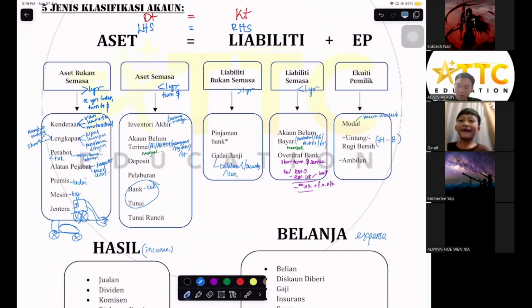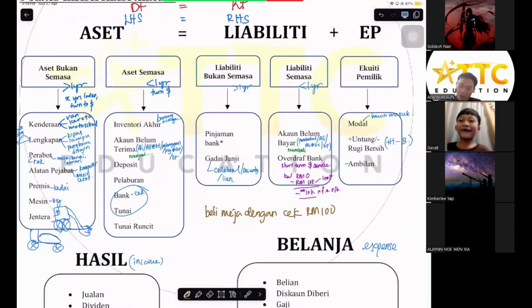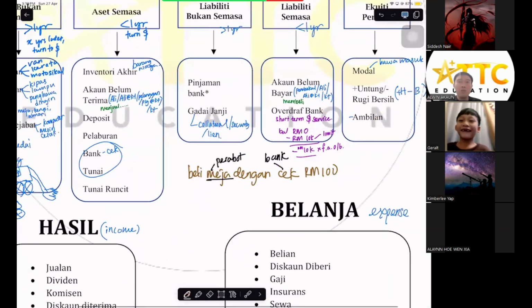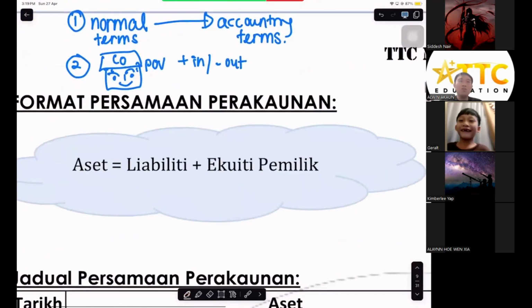So once we do questions, let's say, what color do I want to use? Okay, this color. Beli meja dengan check. This is the urus niaga, check, 100 RM. Very fast when you look at the sentence. Oh, meja, klasifikasi, perabot. This is what you do in the first place. Then check. Oh, check is bank. This is your first step. You have done your first step. Normal terms change to accounting terms.